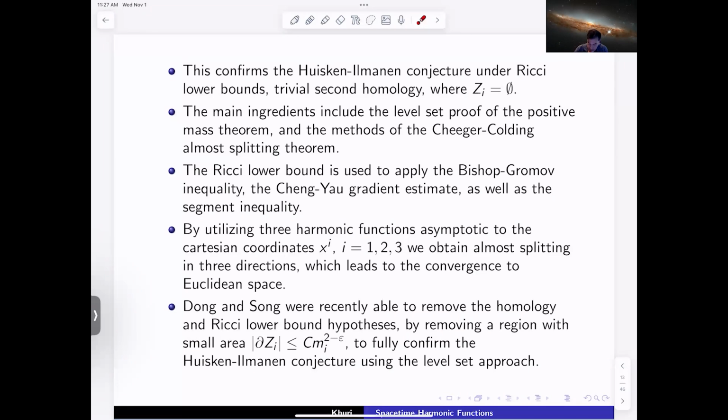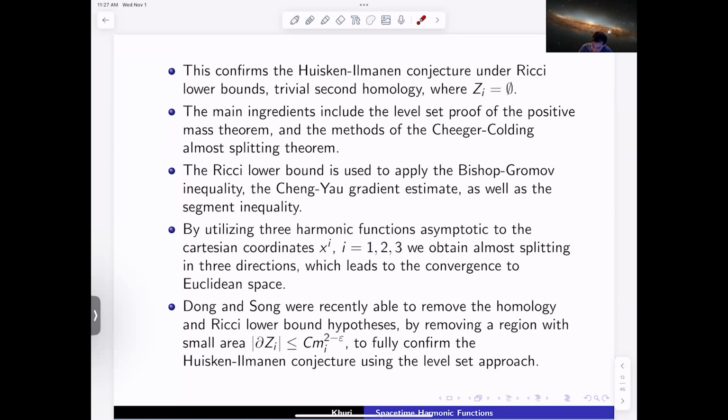So recently there's been a dramatic development in this direction due to Chonghan Dong and Antoine Song. They were able to completely remove all assumptions. So the Ricci lower bound, they removed this condition. They removed the topological assumption on the second homology, and they found the surfaces to remove. They found some surfaces of small area, and were able to estimate the surfaces in terms of the mass. And this is actually quite interesting.